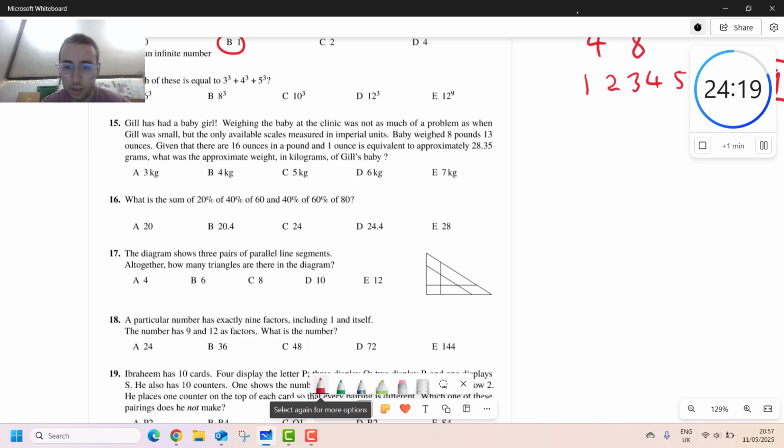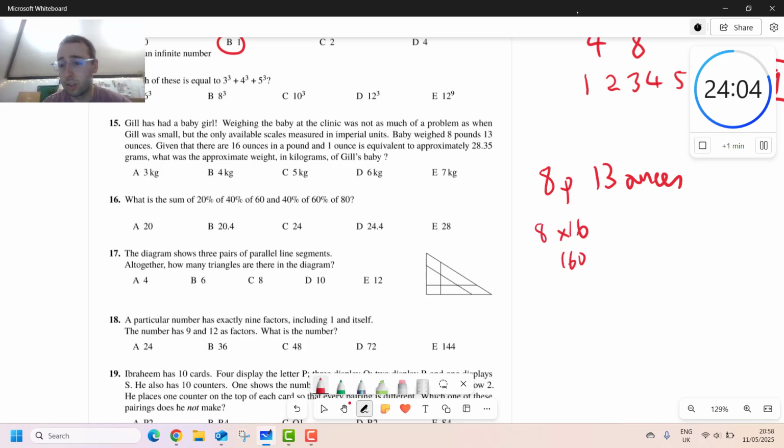8 pounds 13 ounces. 16 ounces in a pound. So this is 8 times 16, which is 160 minus 32, 128. So we've got 128 plus 13, 141 ounces.